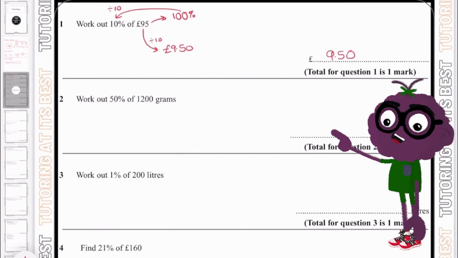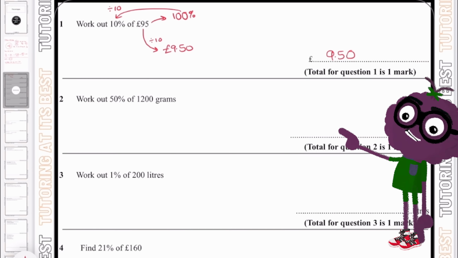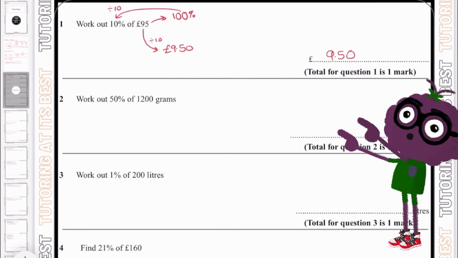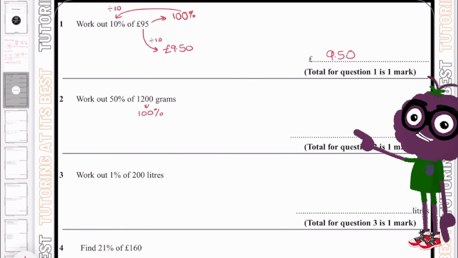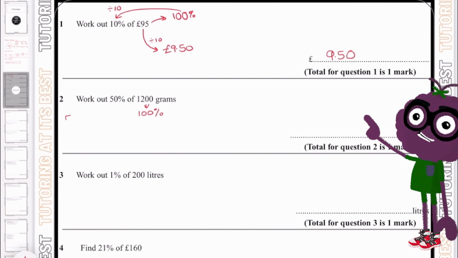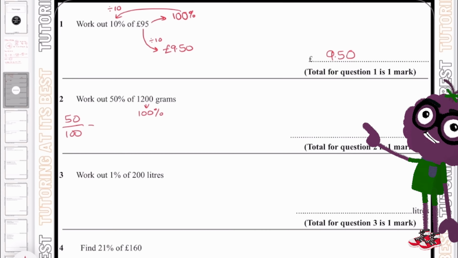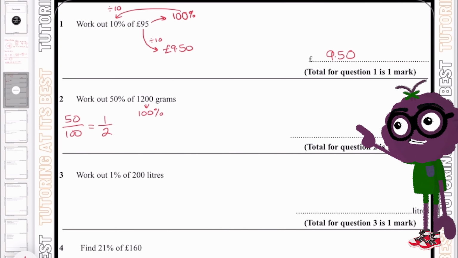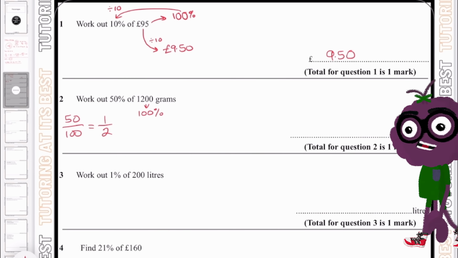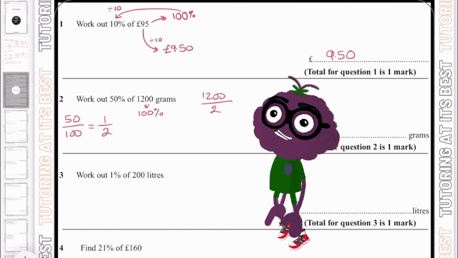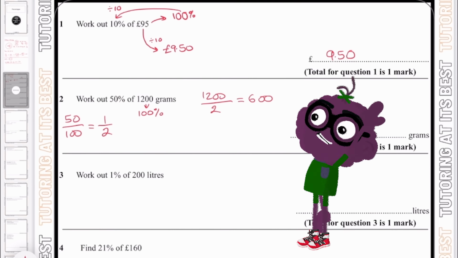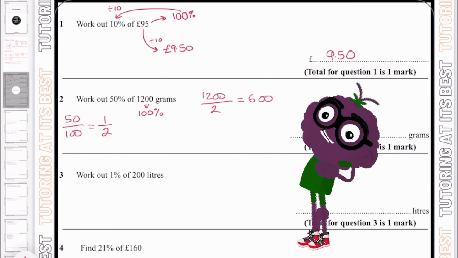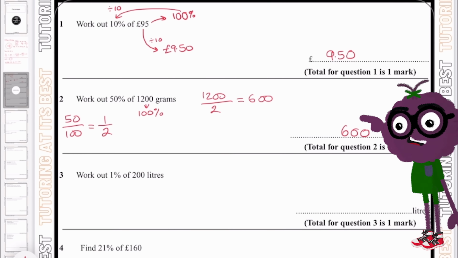Okay, question number 2. Work out 50% of 1,200 grams. Once again, 1,200 is seen as 100%, and we need to calculate 50%, which is a half. So 50 over 100 is equal to a half. So again, we can go ahead and divide 1,200 by 2, which gives us 600. So again, we have 600 grams as 50% of 1,200.